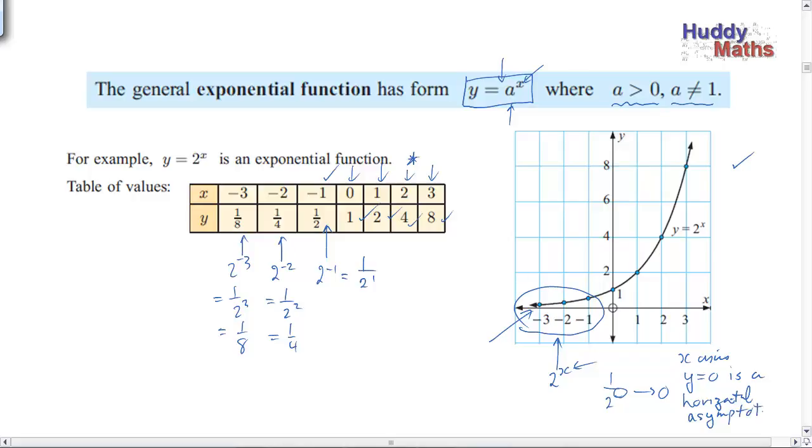Okay, because it's a line that the graph approaches within a region. It gets closer and closer to it. Never meets it though, because no matter what you've got in the bottom line here, you've got some power of 2. It's going to make the bottom line huge. It's going to make 1 over a huge number tend to 0, but it'll never get to nothing.